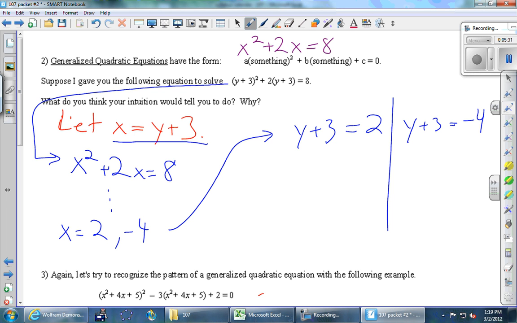But if you don't see it, then speak up. Any questions about that idea of substituting back to the y's? Okay, then how much is y over here? Negative 1. And how much is y here? Negative 7. Those are the two answers.